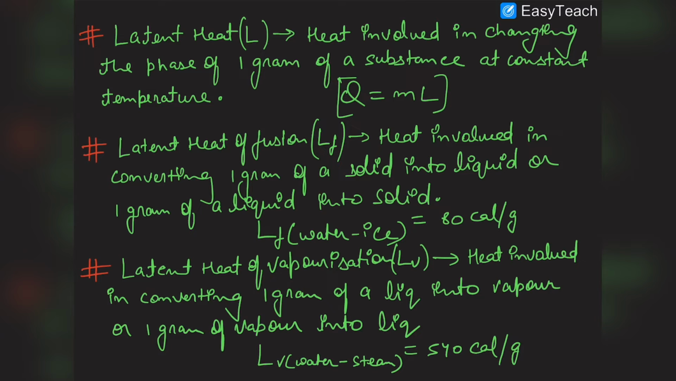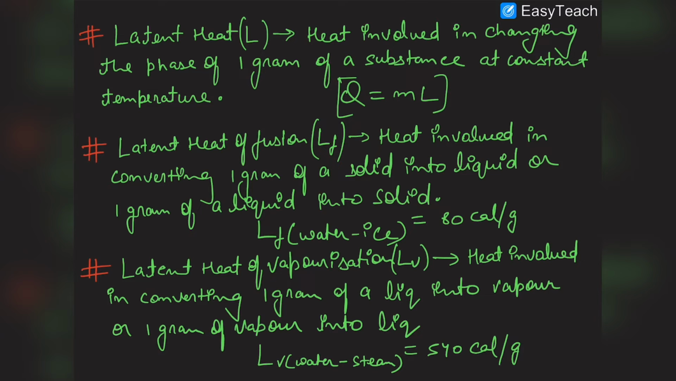Okay. Now we are talking about the latent heat. Latent heat is the heat involved when the phase of a substance changes, and the amount of that substance should be 1 gram. So the heat involved in the change of phase of 1 gram of any substance is called the latent heat of that substance. And for m gram of that substance, the heat involved would be m into L.